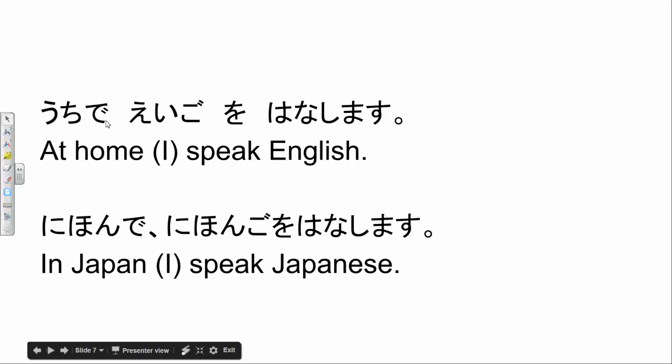Uchi de eigo o hanashimasu. Nihon de nihongo o hanashimasu. Notice how you don't really have to use watashi wa at the beginning. You could, but it's generally implied that you're talking about yourself with this type of sentence. If you wanted to specifically talk about a person, of course, you could do that. Like you could say, ani wa uchi de eigo o hanashimasu, if you're talking about your older brother.